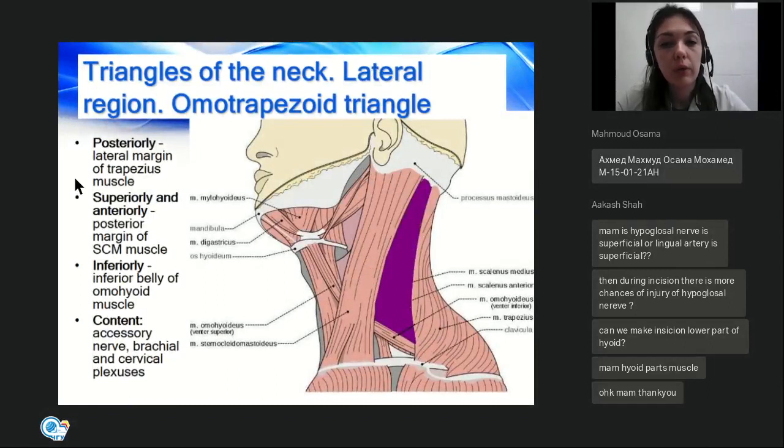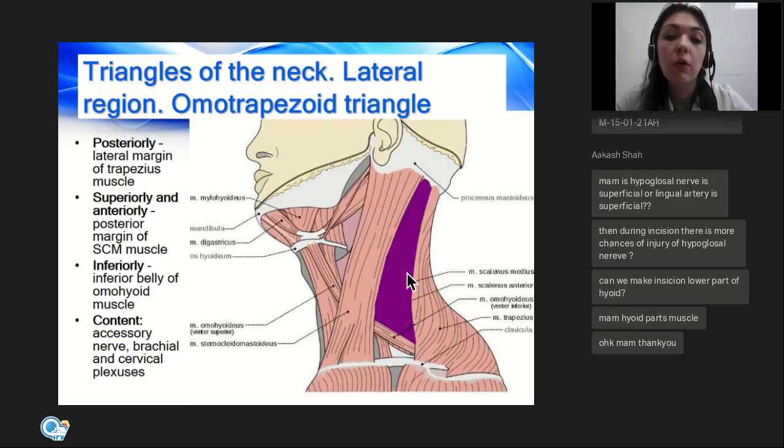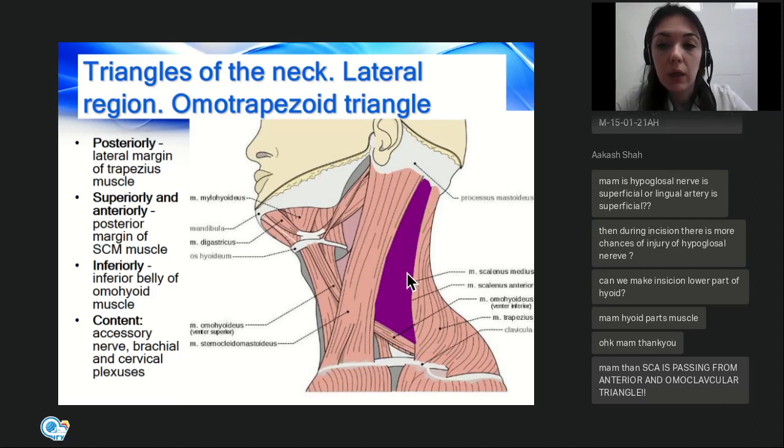And above the omoclavicular triangle, there is the omotrapezoid triangle, trigonum omotrapezoideum. Posteriorly, it is the lateral margin of the trapezius muscle. Superiorly and anteriorly, the posterior margin of the sternocleidomastoid muscle. Inferiorly, it is the inferior belly of the omohyoid muscle. The content of this triangle is the accessory nerve, brachial and cervical plexus.